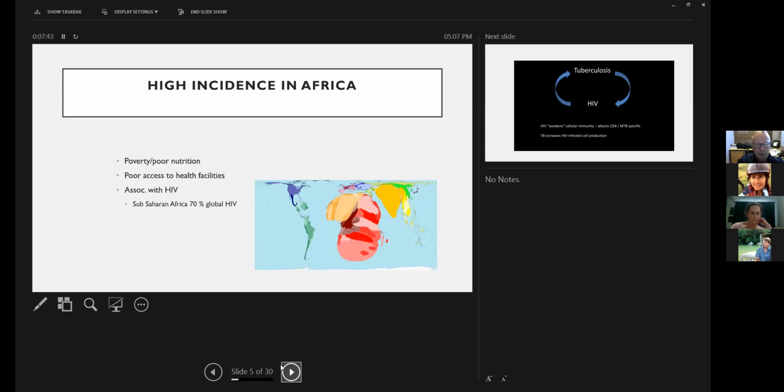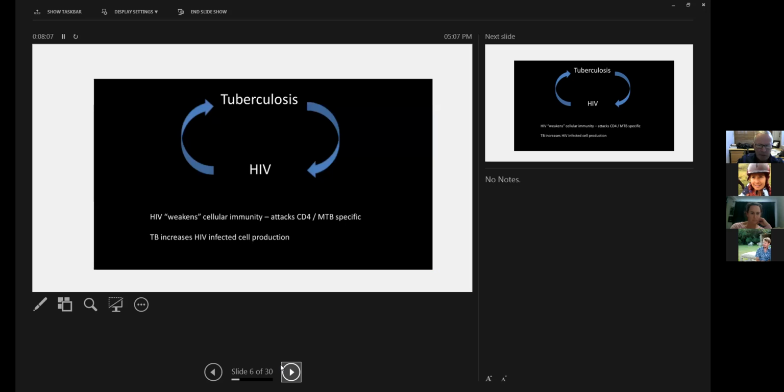So the high incidence, why is that? Well, the usual: poverty, poor nutrition, poor access to health facilities, and maybe I should add there sometimes poor access to tertiary health facilities, certainly in the Eastern Cape. And then, of course, the association with HIV. The graphic shows that sub-Saharan Africa accounts for 70% of global HIV infection, which is quite scary.